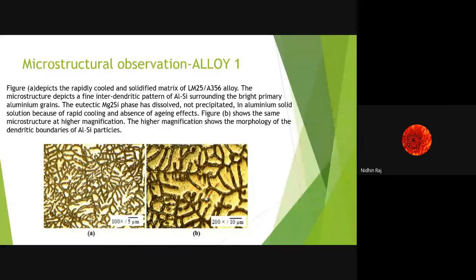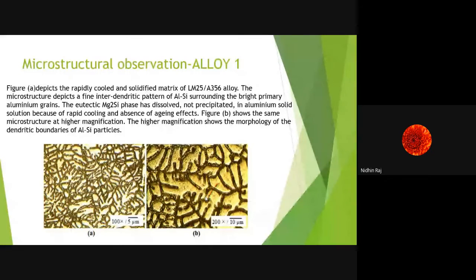Okay. Now moving on specifically to the microstructural observation in alloy 1, figure A depicts the rapidly cooled and solidified matrix of LM25 or A356 alloy. The microstructure depicts a fine interdendritic pattern of aluminum silicon surrounding the bright primary aluminum grains. Okay, the eutectic Mg2Si phase has dissolved and not precipitated in aluminum solid solution because of rapid cooling and absence of aging effects here.